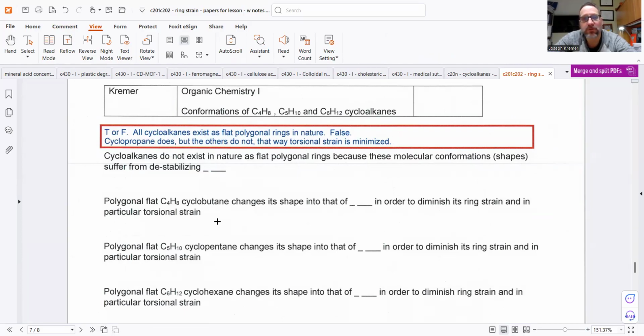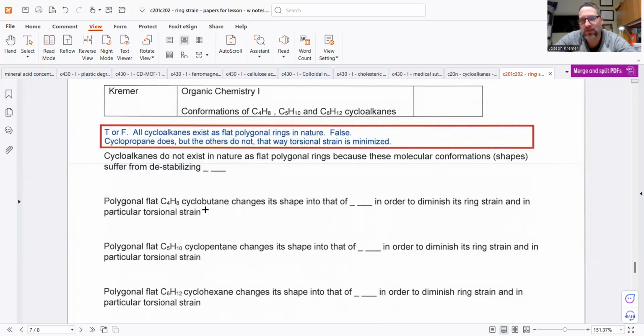True or false, all cycloalkanes exist as flat polygonal rings in nature. Oh, this is easy. False. Cyclopropane does, granted, you saw that, but others do not. Why? Because we can minimize torsional strain.